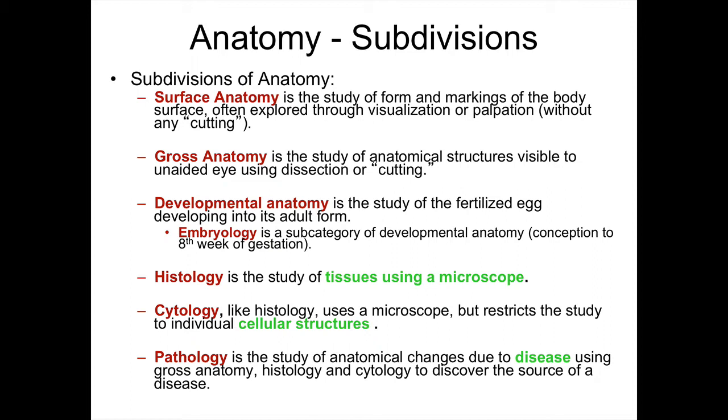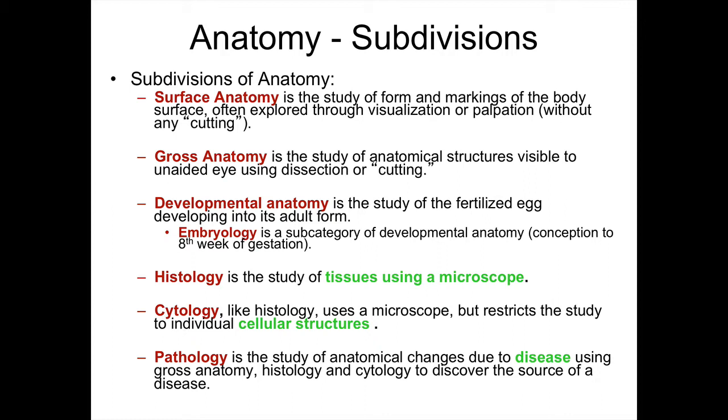The next subdivision of anatomy is developmental anatomy. This talks about what happens during gestation, and anything that is before 8 weeks of gestation is called embryology. This is a study of how the embryo develops into the germ layers and what happens there.